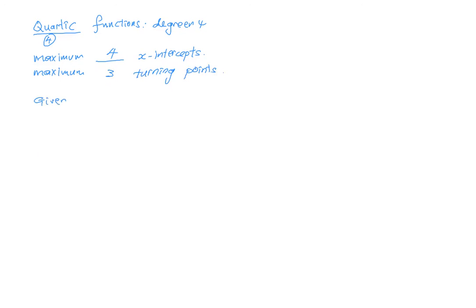Okay, this one I want to teach you one skill. Given y equals x to the power of 4 plus 4x cubed plus 2x squared minus 8x, take away 8. Okay, I want you to find the exact x-intercepts.